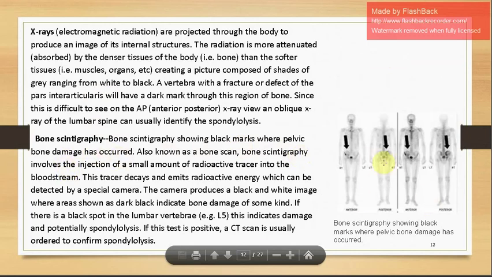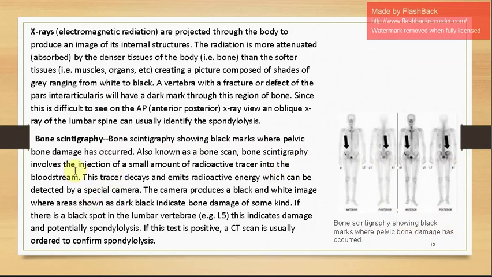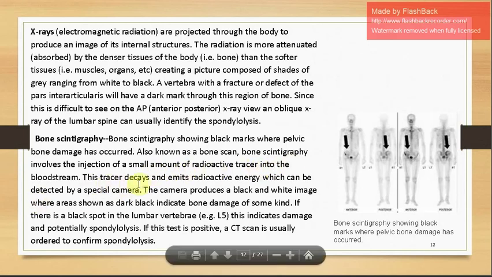Another method is bone scintigraphy, showing black marks where bone damage has occurred. You can see in this picture, bone scintigraphy showing black marks where bone damage has occurred, and it involves the injection of a small amount of radioactive tracer into the bloodstream. This tracer decays and emits radioactive energy which can be detected by a special camera. The camera produces a black and white image, whereas areas shown as dark black indicate bone damage of some kind. So if there is a black spot in the lumbar vertebra, this indicates damage and potentially spondylolysis. If the test is positive, a CT scan is usually ordered to confirm the spondylolysis.